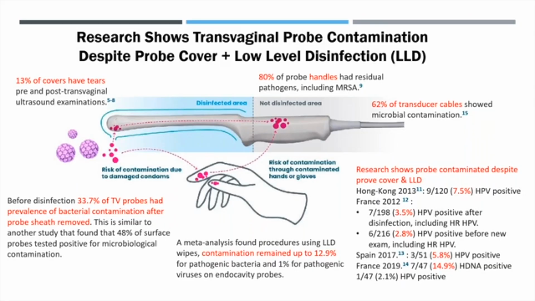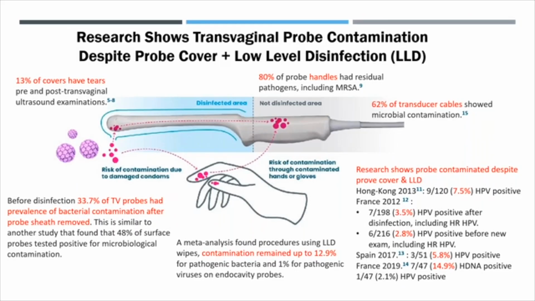A meta-analysis found that in procedures using low-level disinfection wipes, contamination remained importantly up to 13% for pathogenic bacteria and 1% for pathogenic viruses on endocavity probes. And this is because when you use a probe wipe, you need to have contact of the wipe for a sufficient time on every single surface. So if there is insufficient time, improper use of the wipe, meaning it had already dried out, or you missed a little piece of the probe, then you end up with residual contamination.